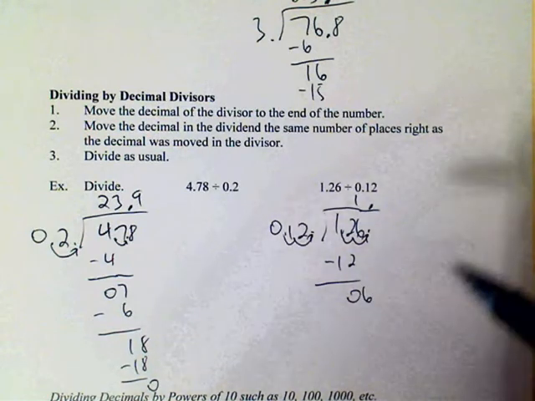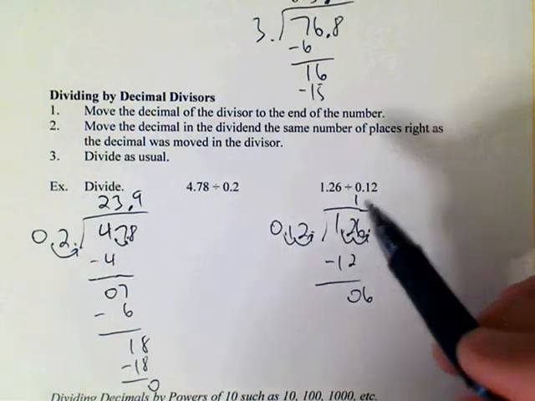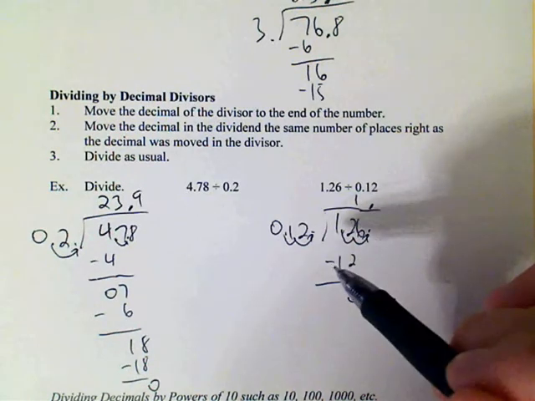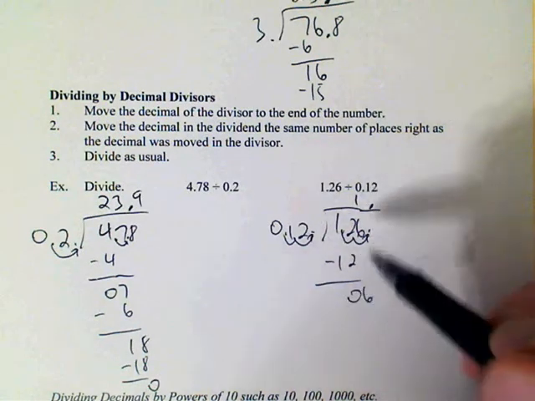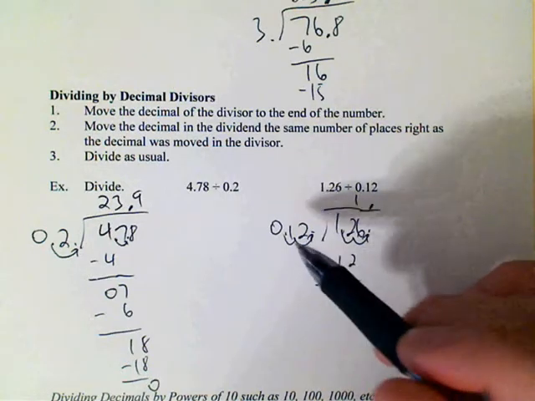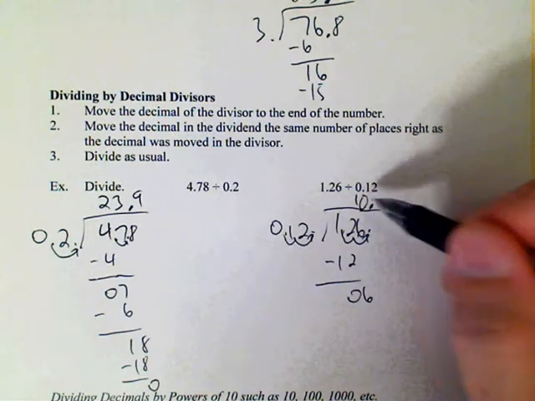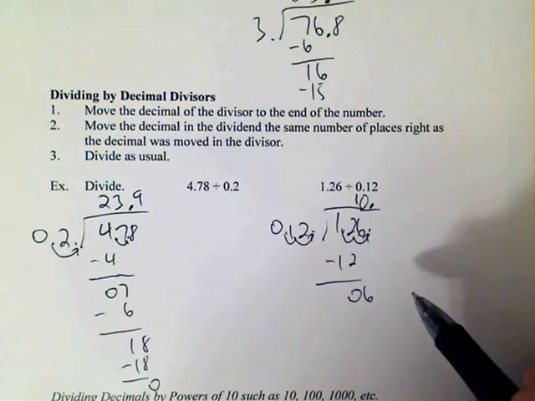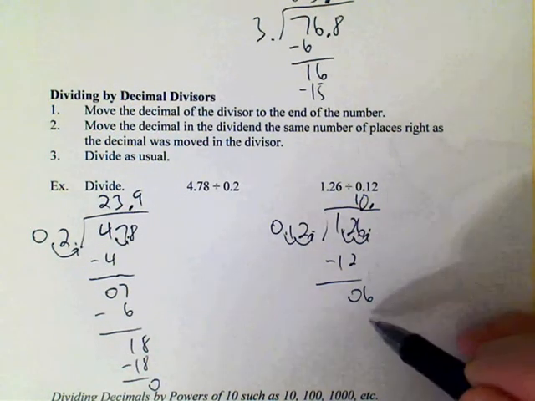A lot of people miss this right here. A lot of people want to put a 0 in now and bring it down. No. Do the work. Once you bring it down, that next digit was brought down, you divide. 12 goes into 6 0 times, because it won't go evenly. It goes 0 times. 0 times 12 is 0. Subtract, you get a 6.